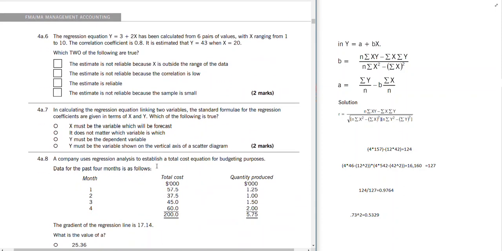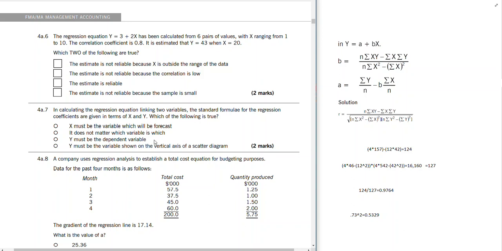In calculating the regression equation linking two variables, the standard formulas for regression coefficients are given in terms of x and y. Which of the following is true? X must be the variable which will be forecast. It does not matter which variable is which. Y must be the dependent variable. Y must be the variable shown on the vertical axis of the scatter graph.